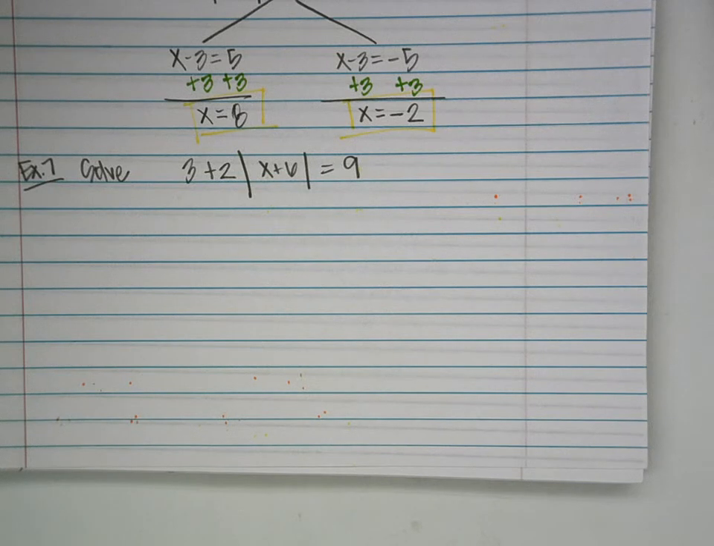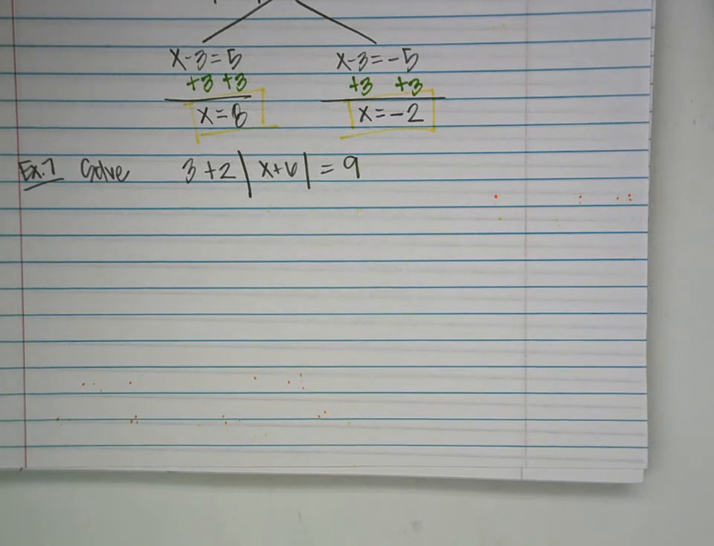Say it again. I heard someone. There was someone over there. Tyler, Sam, one of you. Tyler. I thought we should, I don't know what it is, distribute the 2? No, sorry. That's with parentheses, not absolute value bars.